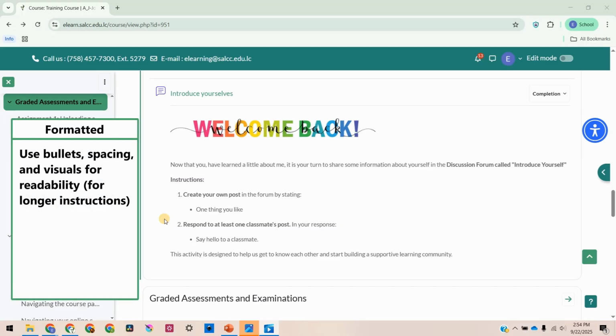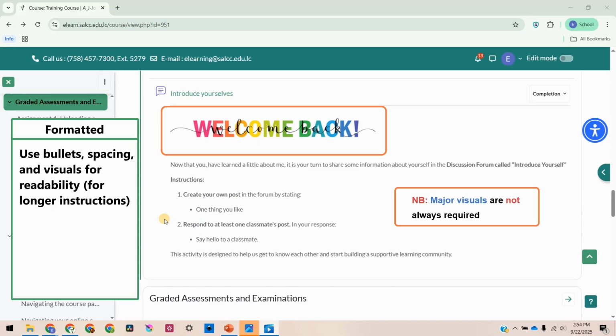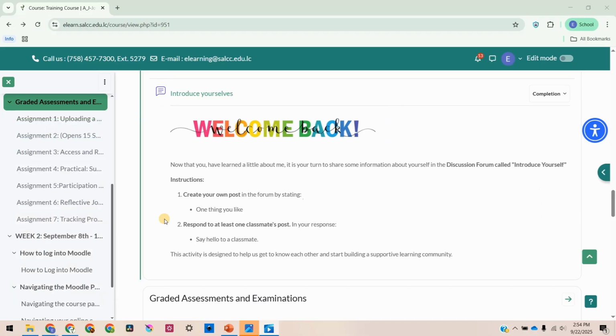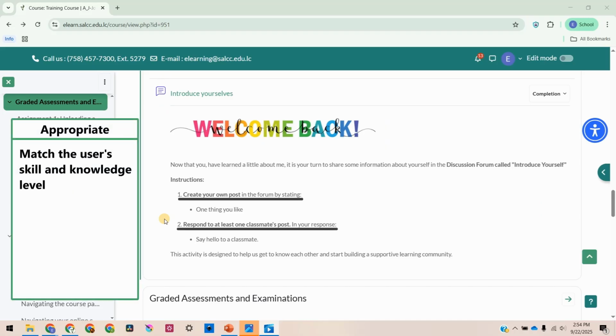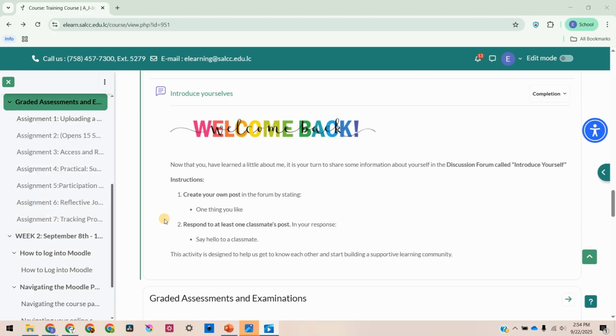5. They are correctly formatted. Bullets are used when necessary. There is consistent and appropriate line and word spacing, and, for longer instructions, there are appropriate visuals for readability. 6. The instructions are appropriate. They match the user's skill and knowledge level. These are just some of the main characteristics of clear instructions.